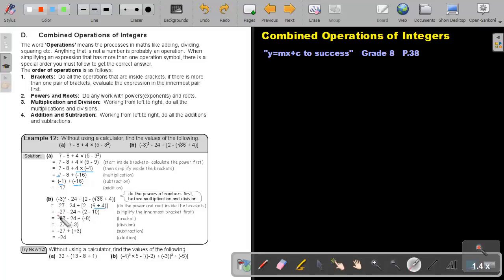Okay, now let's look. I'm still not finished with this bracket. I just rewrite everything, and there's positive 2 minus 10. The signs are different. What do I do if the signs are different?